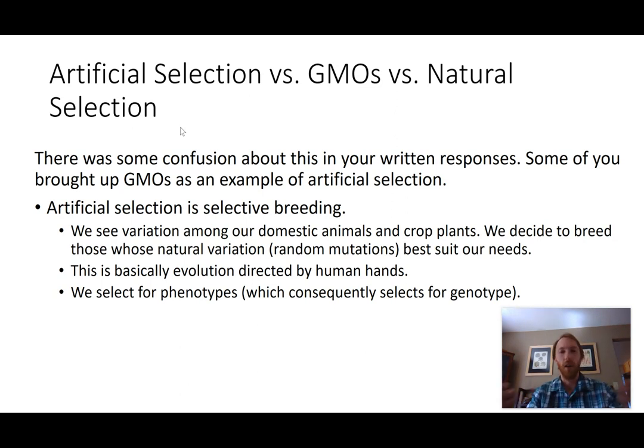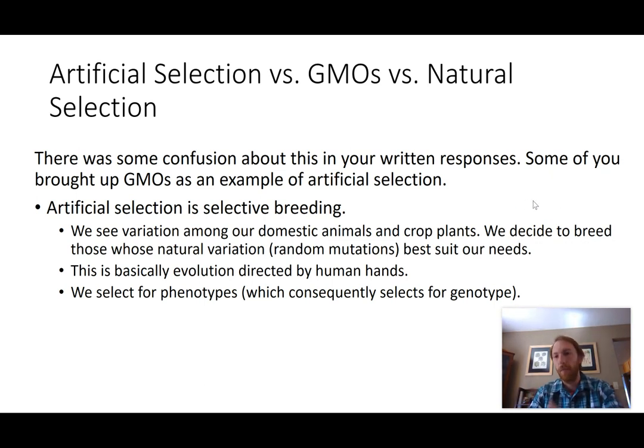So again, with artificial selection, we see variation among our domestic crops and animals. We choose which individuals get to breed. Say that I really, really like this dog. He has really good traits for whatever I'm looking for. And I really like this other dog, male, female. I'm going to breed those two together, and I'm not going to breed the rest of my dogs if I was a dog breeder. I mean, bad example, but okay.